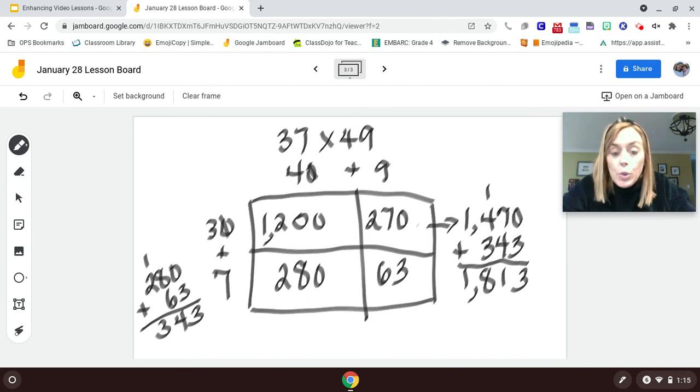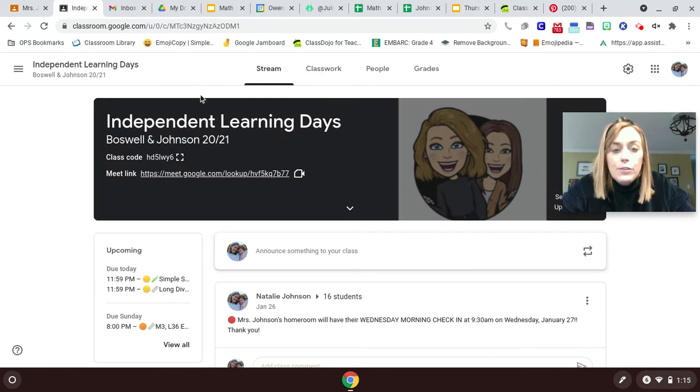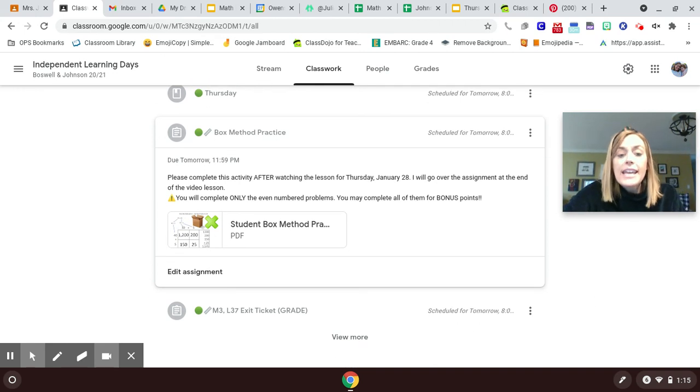Let's take a look at your work for today, okay? So let's go ahead and take a look at your work for today really quickly. If you go into classwork, you are going to find the box method practice. Now, here's a step most of you are not doing, and that is reading the directions. So let's read the directions. It says, please complete this activity after watching the lesson for Thursday. So hopefully you haven't already attempted this because you're just now watching the lesson, right? I will go over this assignment at the end of the video lesson.